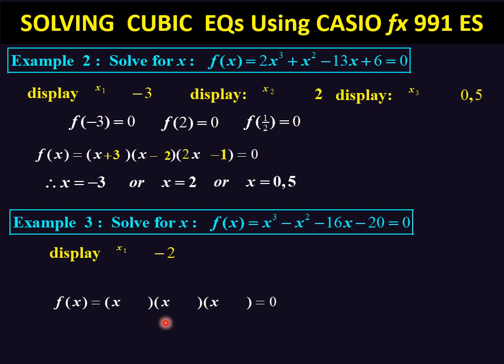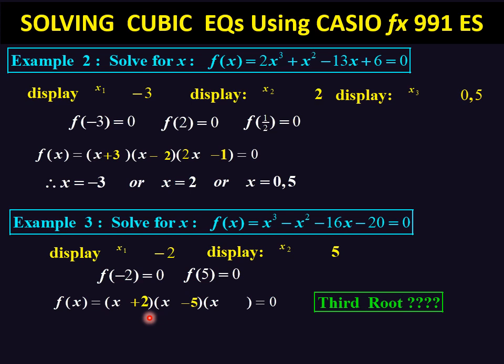Let's see what we get here. First one, display gives me negative, so that means f(-2) is 0. So what do I put in the factor there? That's right, x plus 2. I enter another one, I get 5. So I get f(5) is 0, therefore x minus 5. And I press and I don't get another one. But I expected a third root. There needs to be a third one. Now what does this mean?